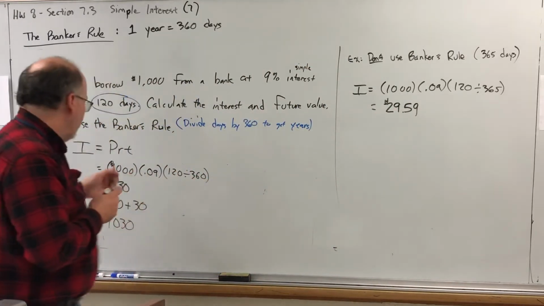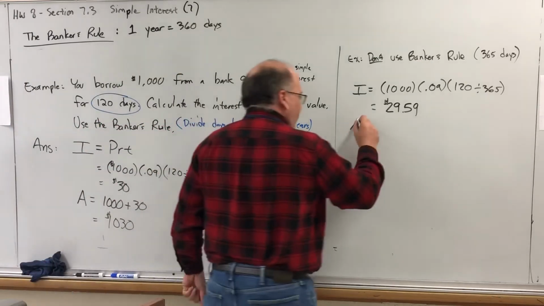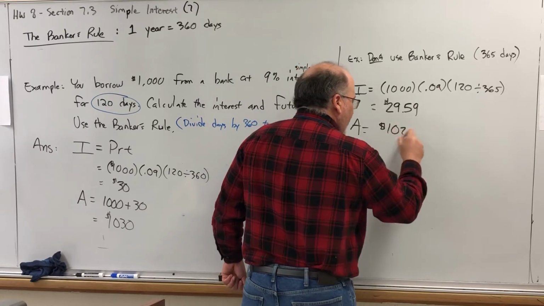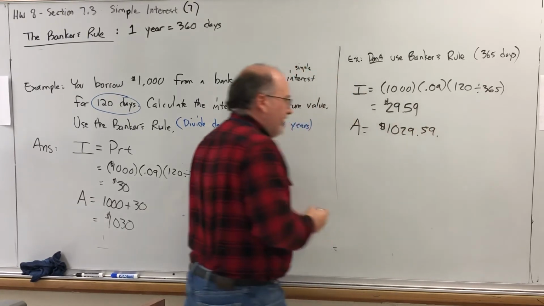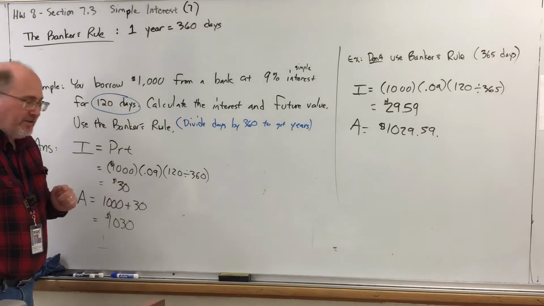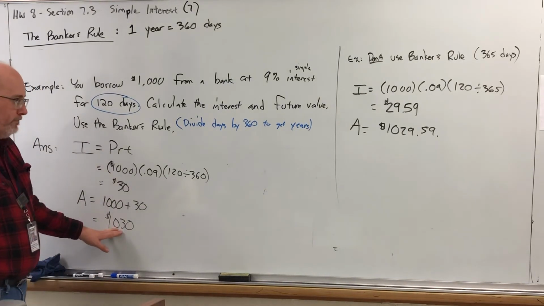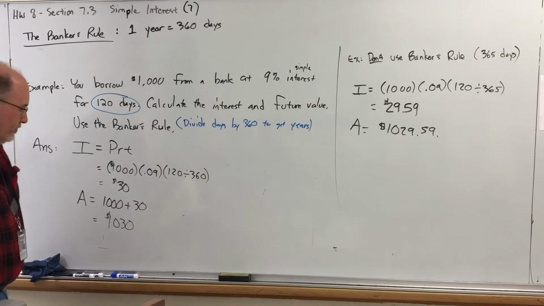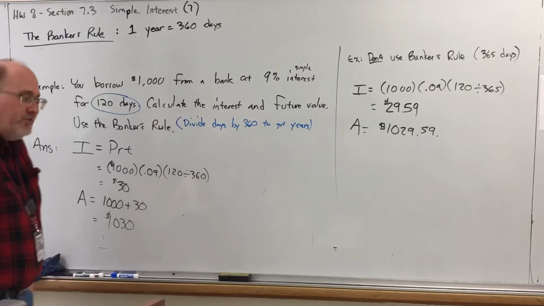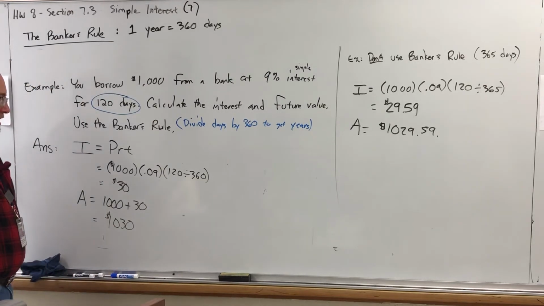And notice that the interest is a little bit lower. And so the future value would be the 1,000 plus the $29.59, $1,029.59. So, if we were borrowing money and repaying it with the banker's rule, we actually have to pay a little bit more. Okay, this is what I expected to happen. It's not a whole lot more. It's 41 cents more. But in other investments, that could be $41,000 more, depending upon the size of the principal and the length of the investment.